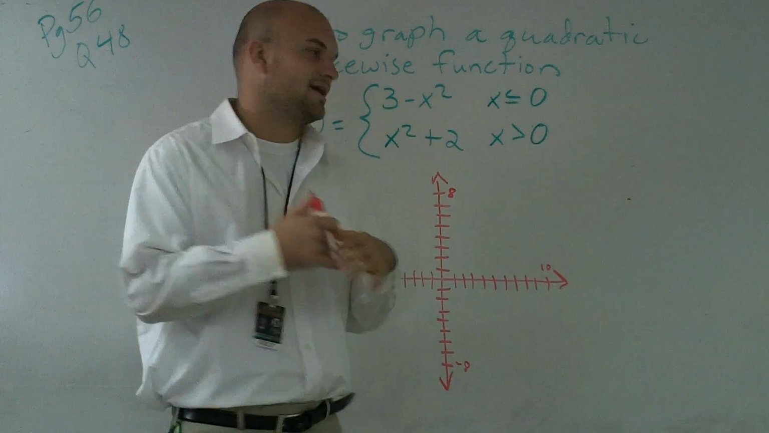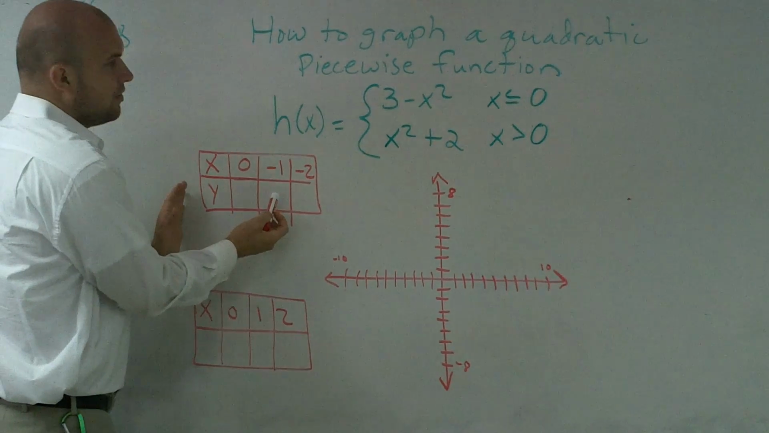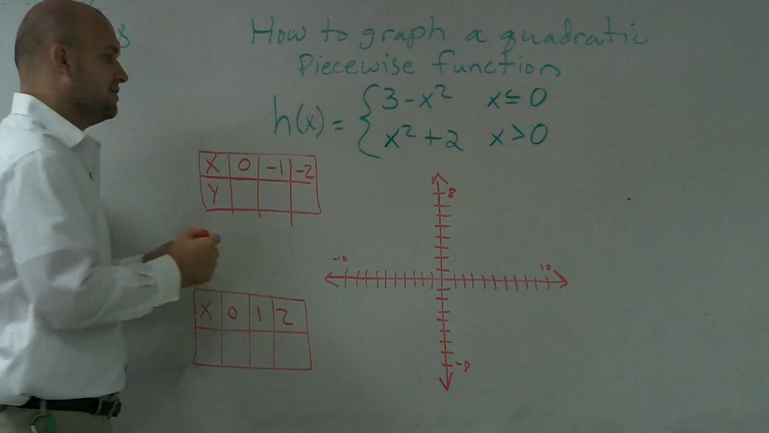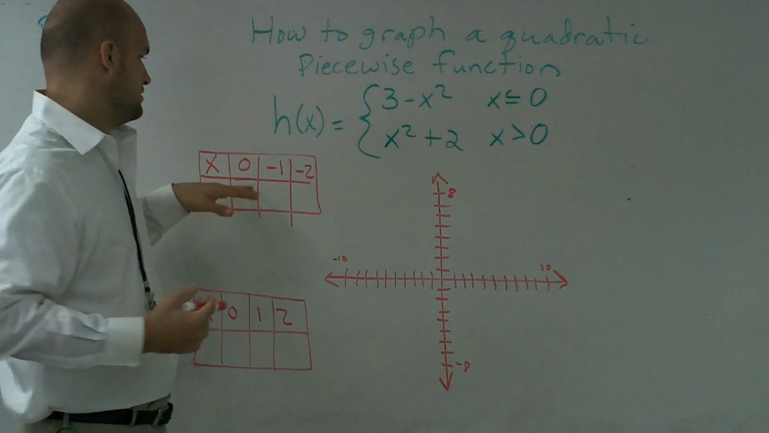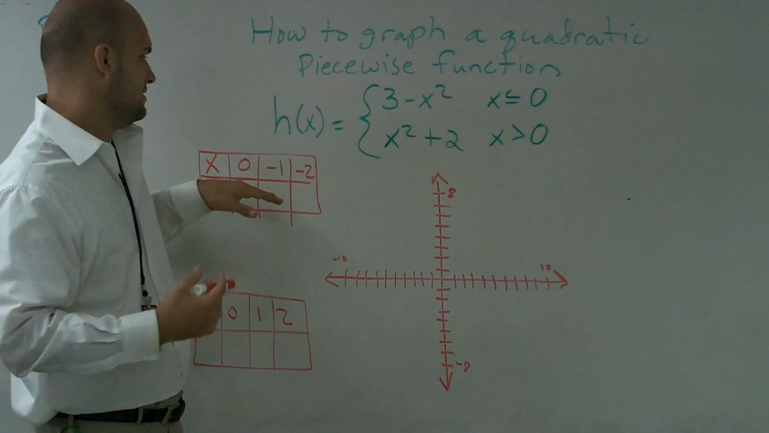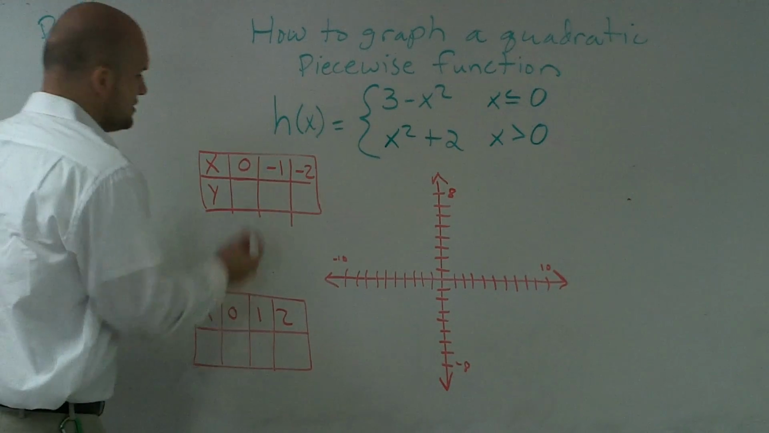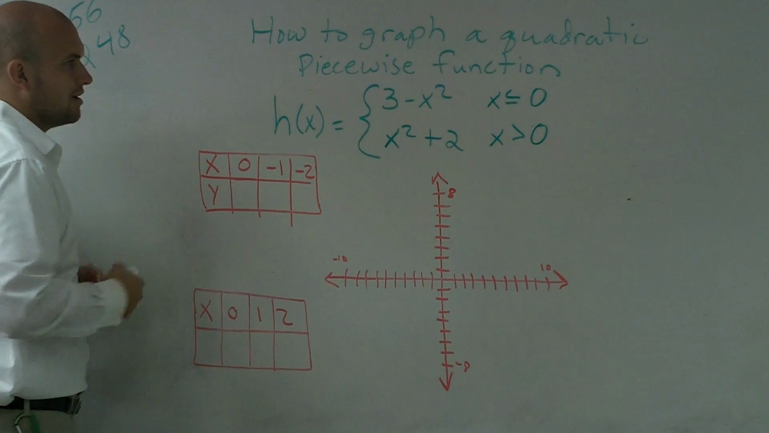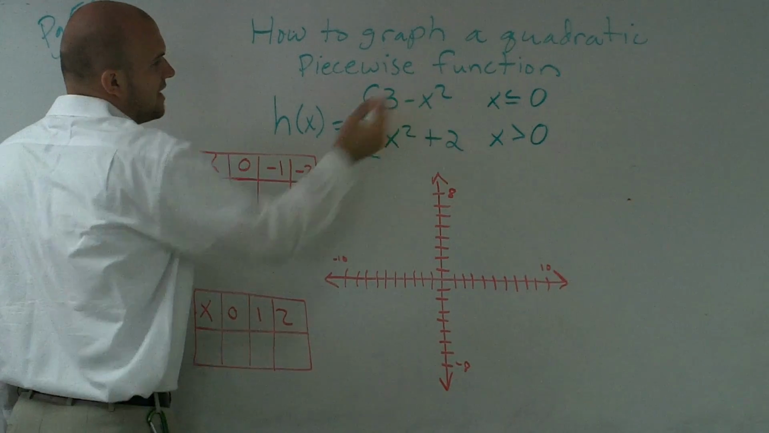So what I did was, I kind of know what the general shape of my parabola is going to be. But what I created was a table over here that we can go and fill in the values, and then that will give me at least 3 points that my parabola will follow. So first of all, I'll say, all right, when x equals 0, what is it going to be? So if I put in a 0 for x, I get 3.